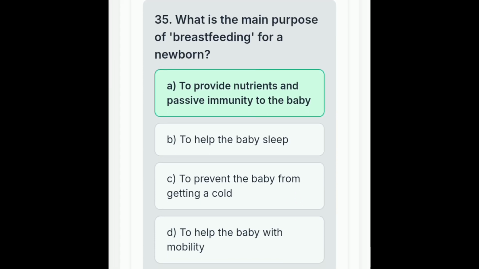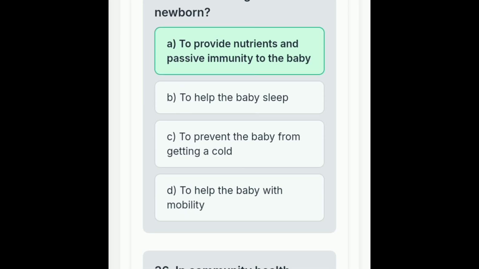What is the main purpose of breastfeeding for a newborn? Option A, to provide nutrients and passive immunity to the baby. Option B, to help the baby sleep. Option C, to prevent the baby from getting a cold. Option D, to help the baby with mobility. Option A is the correct.